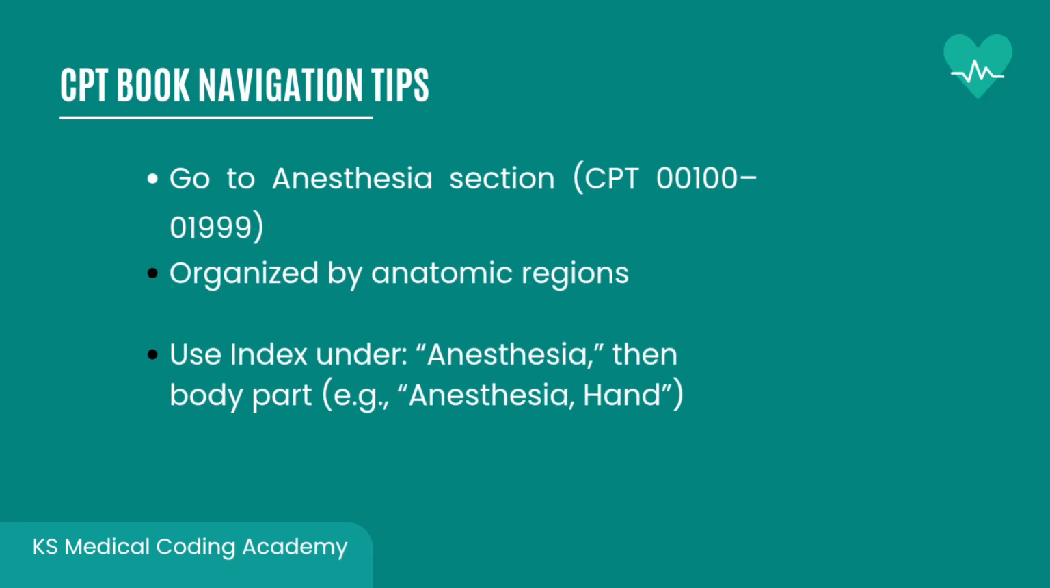CPT book navigation tips. To find anesthesia codes in your CPT book, go to the anesthesia section, which starts with code 00100. The section is divided by anatomic region. You can also use the CPT index, searching under anesthesia, and then the specific body part, such as hand or pelvis. Mark the pages for quicker access during the CPC exam.